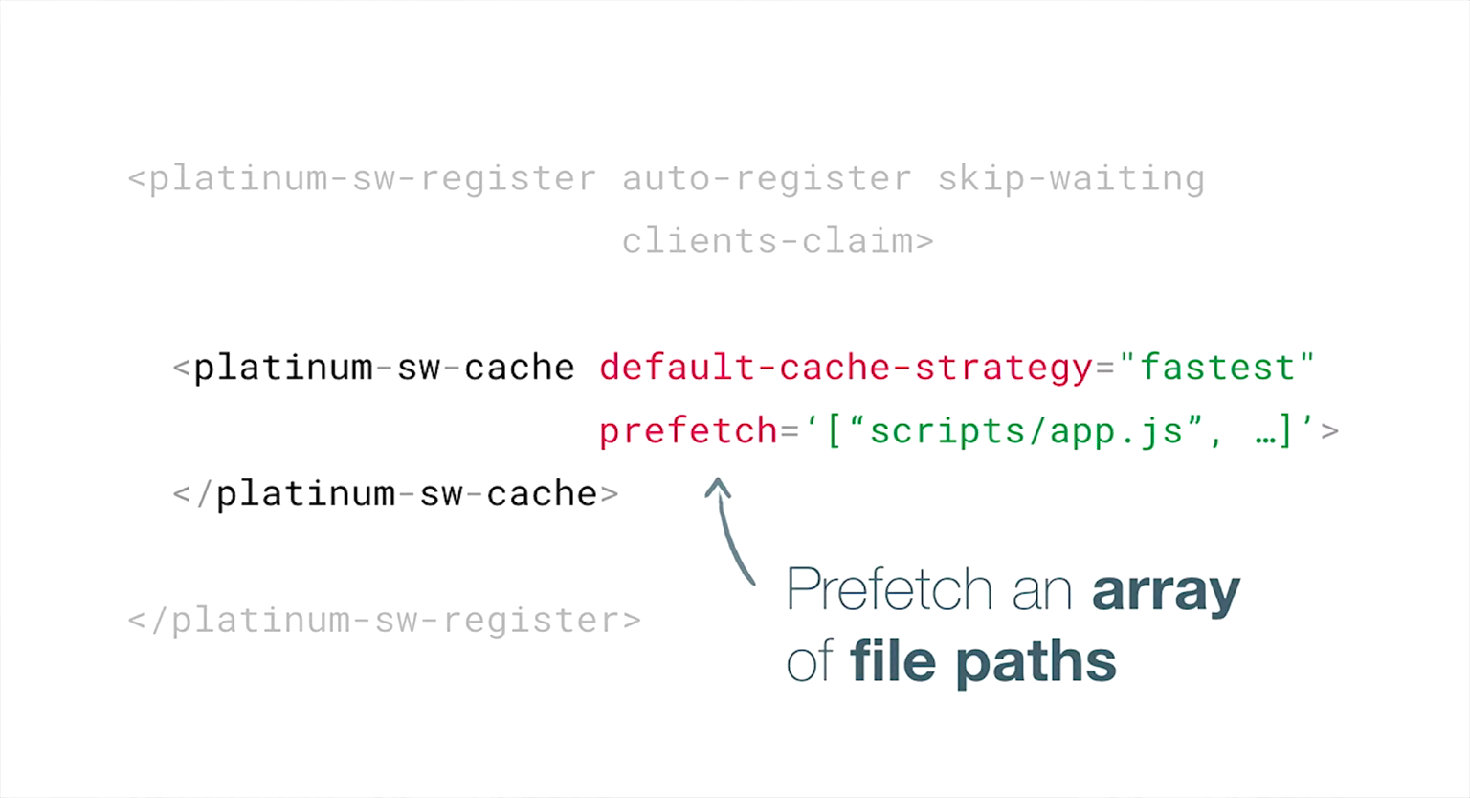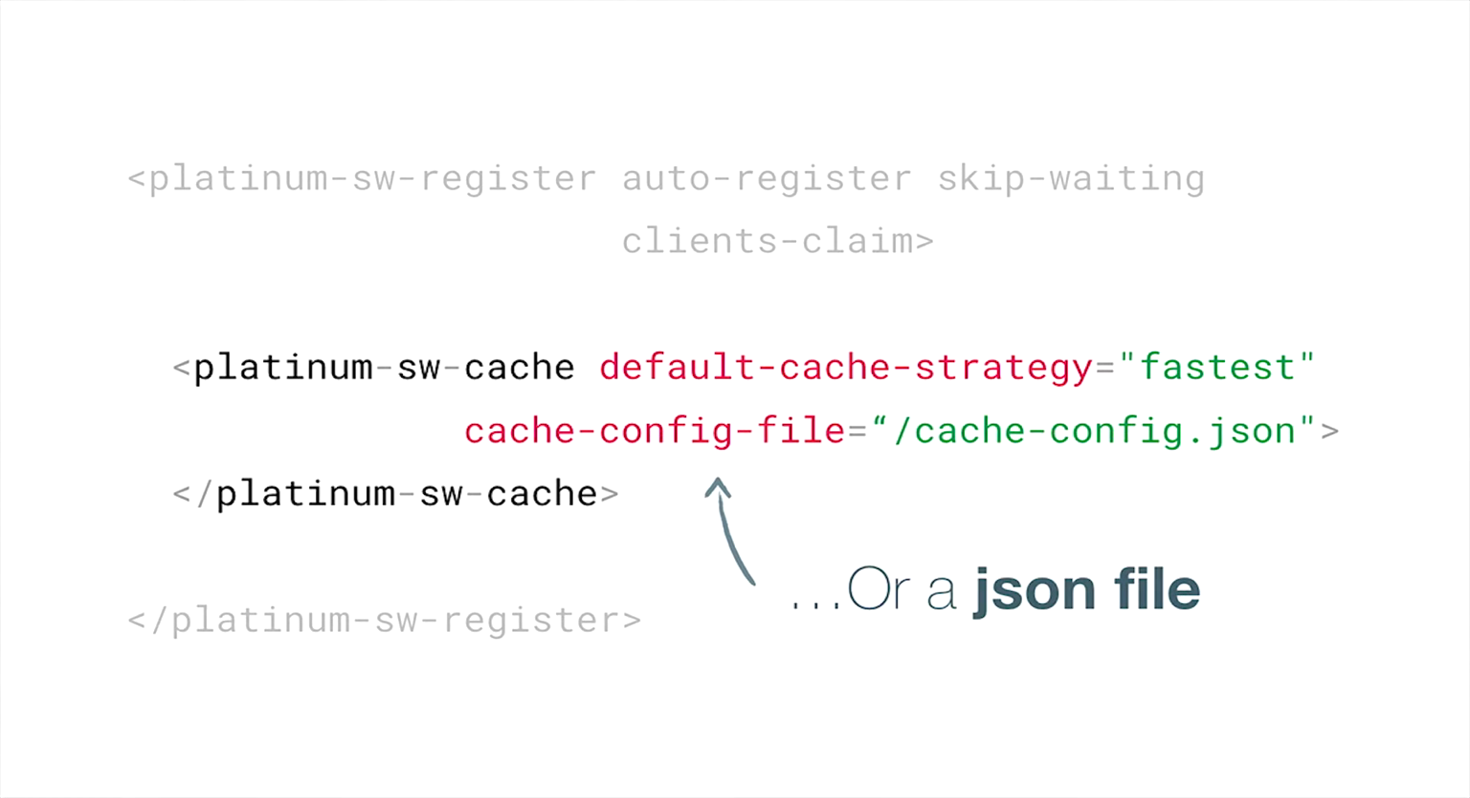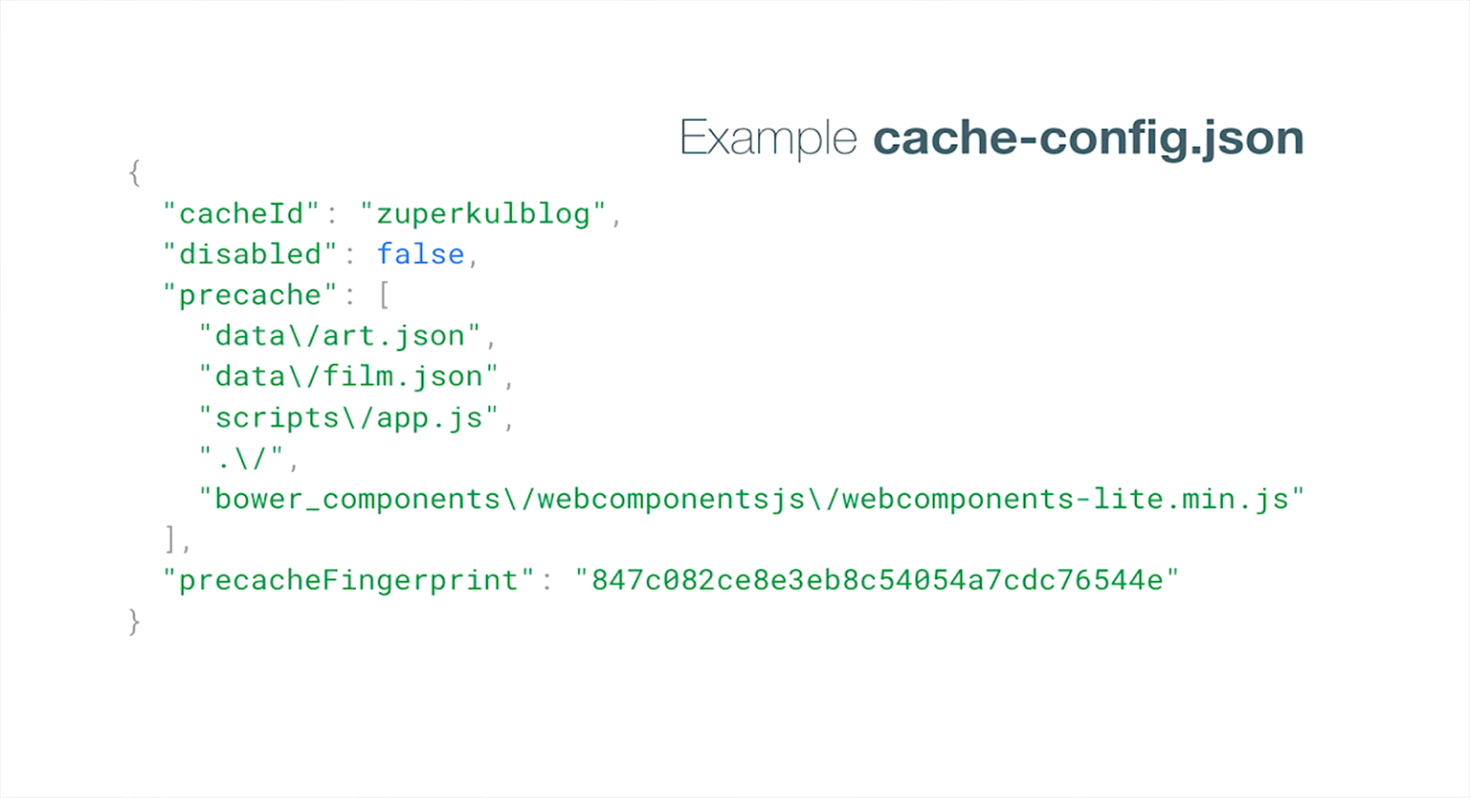But some people might not like the idea of having an array of file paths in their HTML. That might feel a little wonky. In which case, you could instead use a cache config JSON file. This is just a JSON file full of file paths. So that actually looks like this.